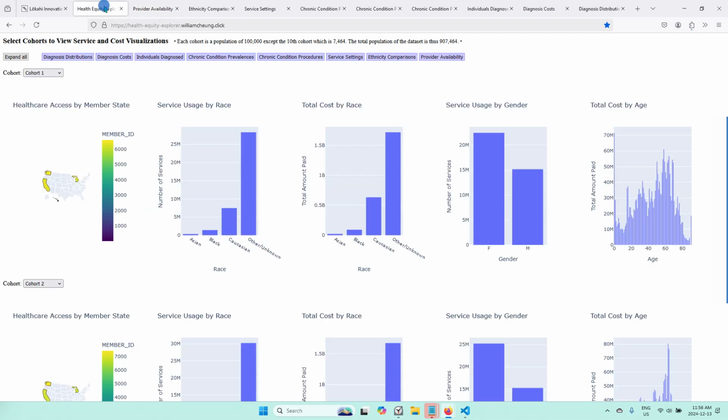Okay, so that's my app, the Health Equity Explorer, and this is a retake of my demo video because I did a video after my initial submission on Sunday night, but since the hackathon got extended until Wednesday, this is all the bells and whistles.